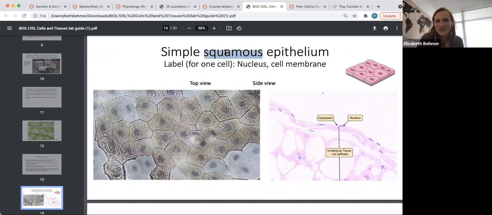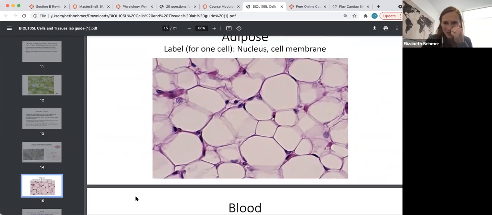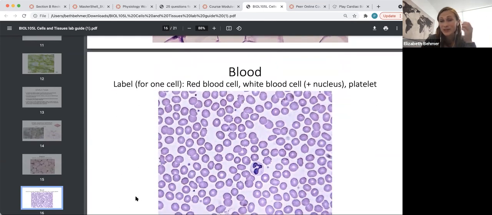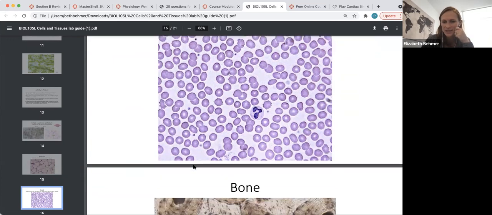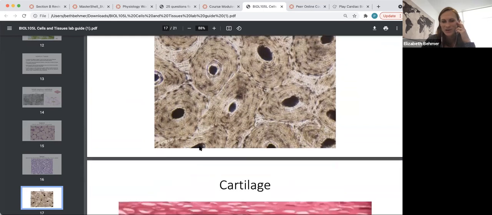They're also named for the cell shape. So squamous are nice flat cells. So this is an example of a simple squamous epithelium. We have adipose tissue, an example of what adipose tissue would look like underneath a microscope. We have a picture of what blood would look like underneath a microscope. The red cells and the white blood cells are seen staining a little bit darker. And then the platelets are the teeny tiny dots. So this is what blood tissue looks like underneath the microscope. This is what bone tissue looks like underneath the microscope.